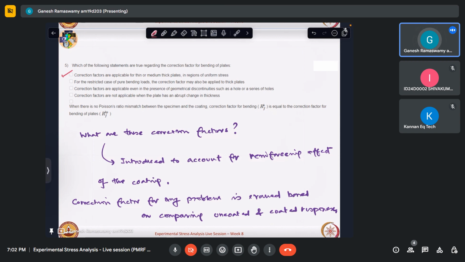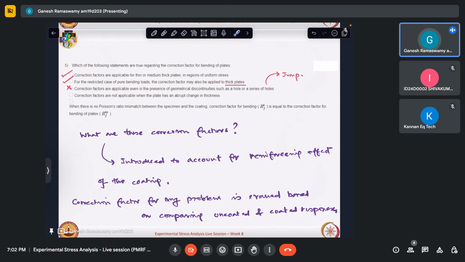Here, essentially, this leads to stress concentration, or a jump. Hence, we will not be applying these correction factors to any place which has jumps. So this is not applicable. Correction factors are not applicable when the plates have an abrupt change in thickness. Whatever leads to a stress concentration, we are not trying to analyze using the correction factors because those have been derived for simpler cases only. Some other workaround needs to be done.